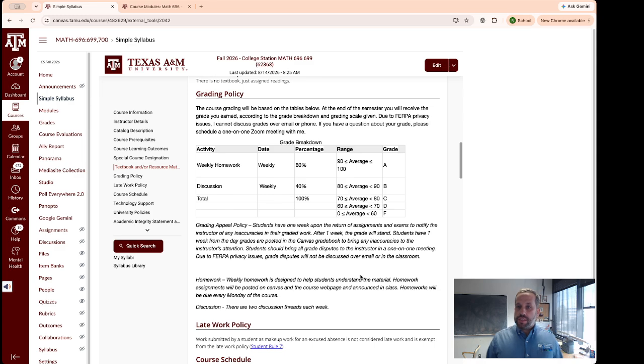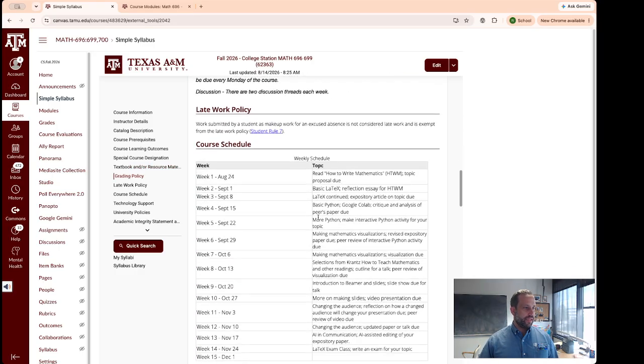Now, this is not a math class in the sense that we're going to be learning new mathematics or anything like that. So in that sense, it might be easier than a lot of your classes, but it doesn't mean that there's no work. There is going to be work that we're doing in this class. So you can look through some of these things here.